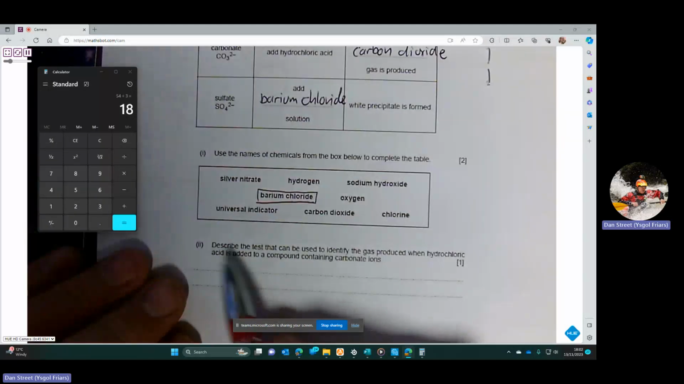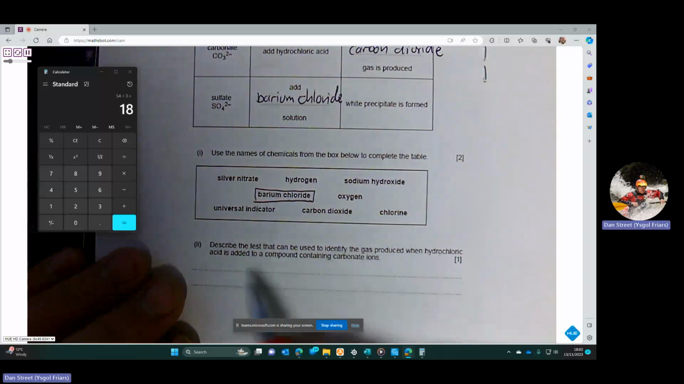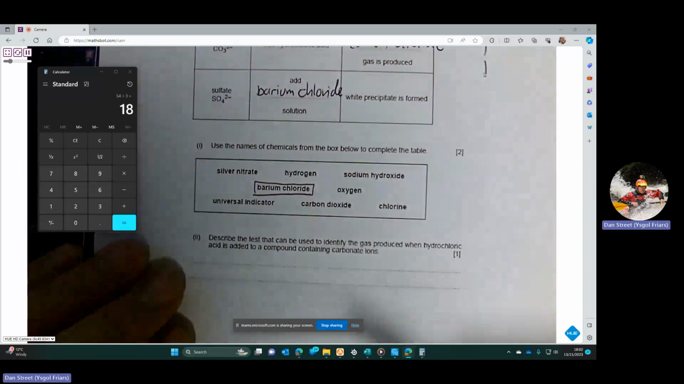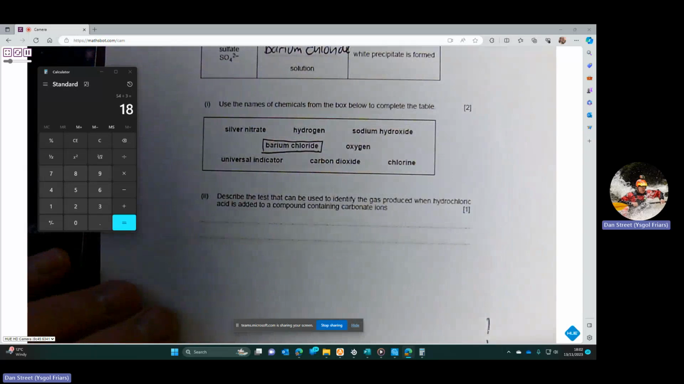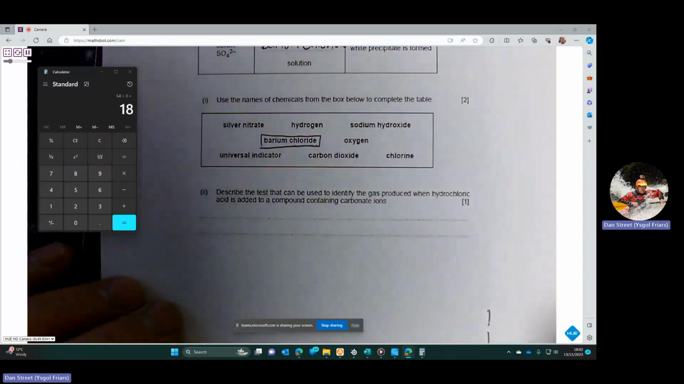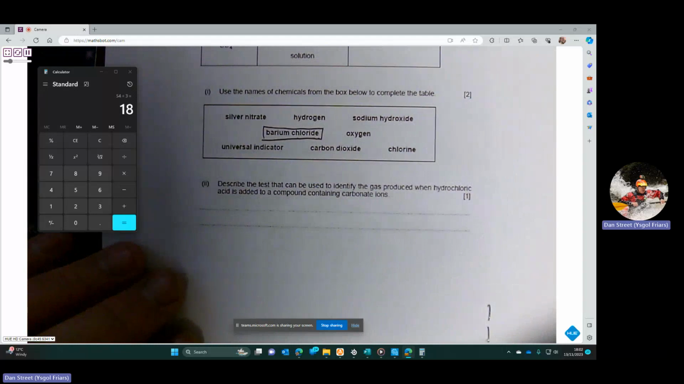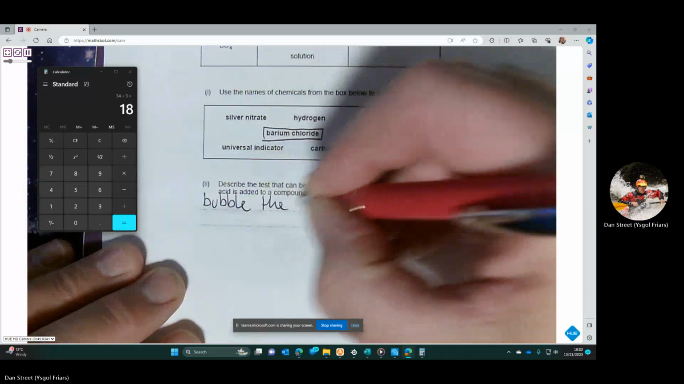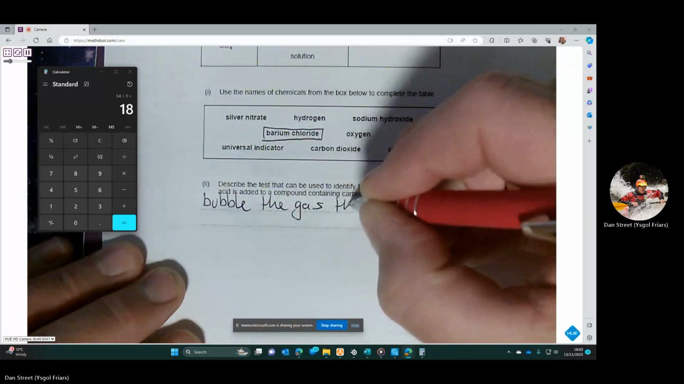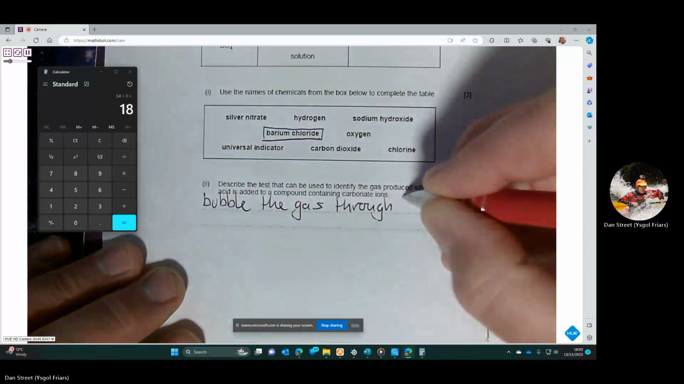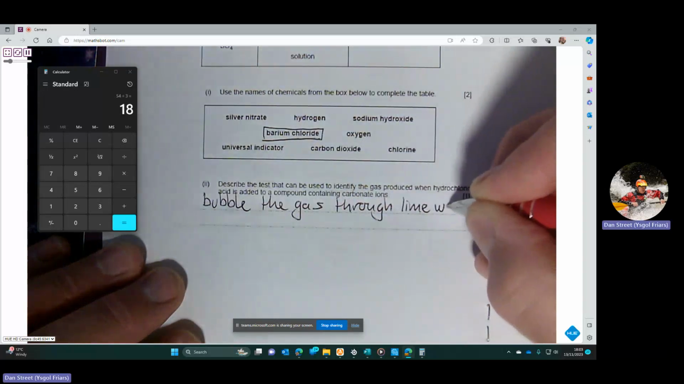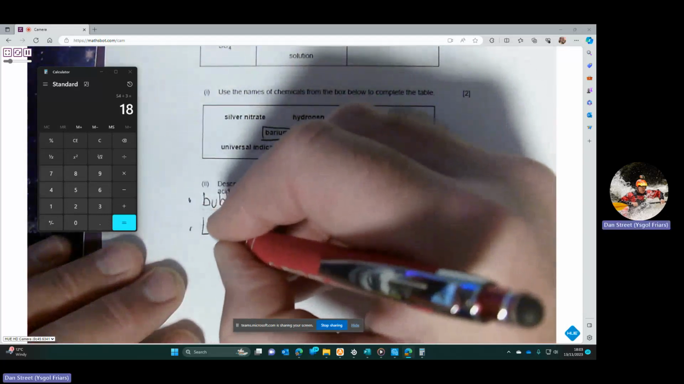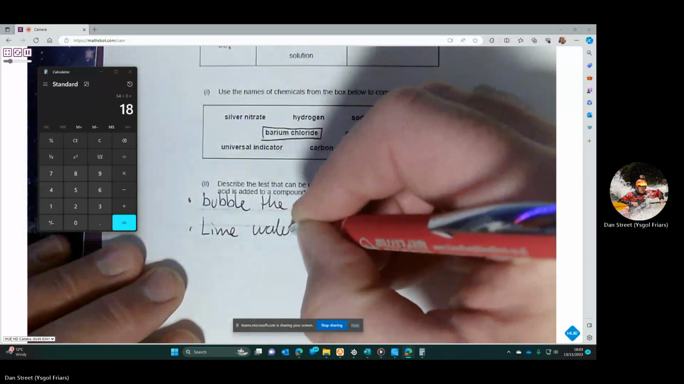Describe the test that can be used to identify the gas produced when hydrochloric acid is added to a compound containing carbonate ions. Now, we did see one test in the previous question that it will extinguish a lighted splint, and it's heavier than air, but a more reliable and more common test would be to bubble the gas through lime water. So that's the test, bubbling it through lime water. And then usually when you're asked about this, you need to describe the test, but you also need to describe the result. And the result is that the lime water goes cloudy.